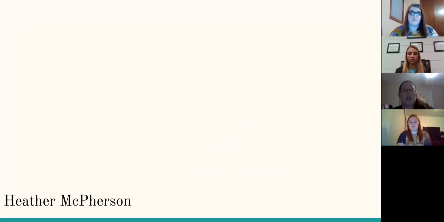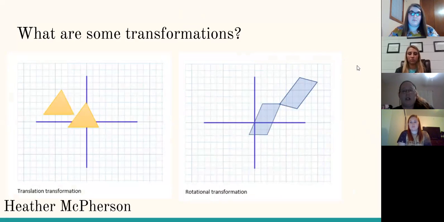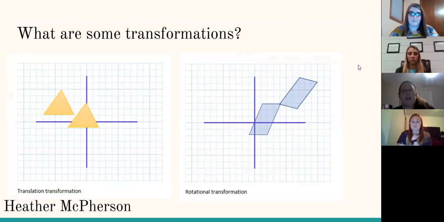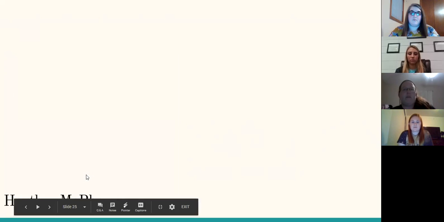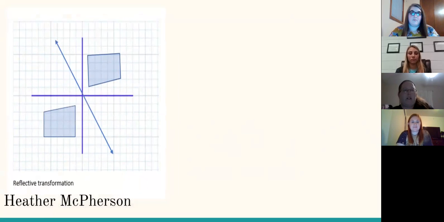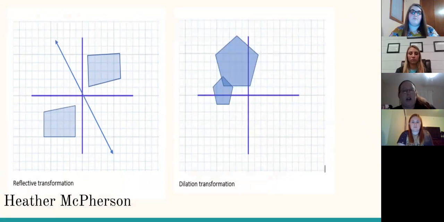The next one is a rotational transformation, and that's just rotating it. In my example, I rotated it off of a specific point, but it doesn't have to be rotated off of a point. It could be rotated by itself. The next one is a reflective transformation. You'll have a line of symmetry, and you just reflect that shape over that line of symmetry. And then the last one is a dilation transformation. In my example, I have a small figure that is the original, and I dilated it, I made it bigger, so it would be a dilation transformation.